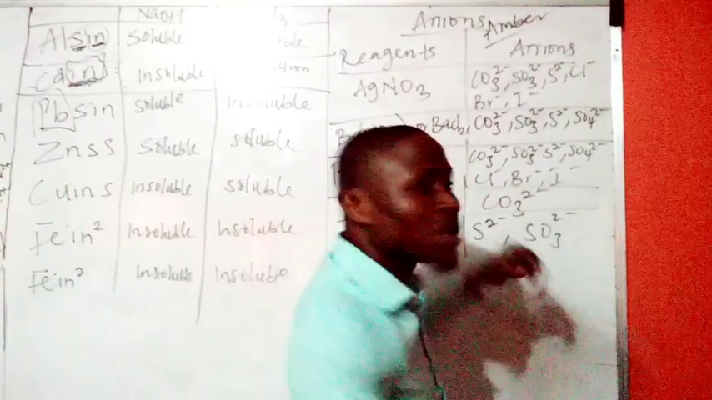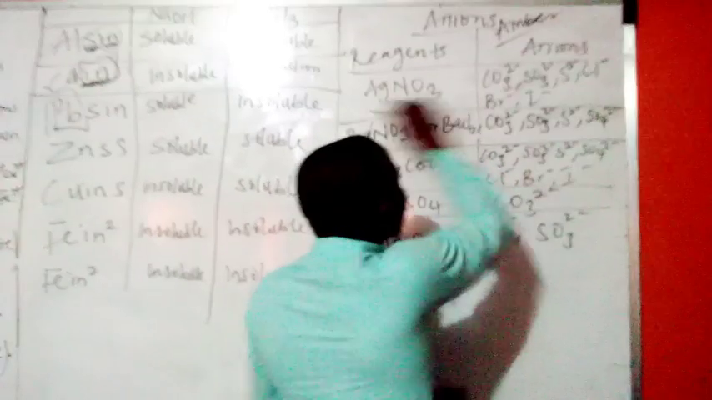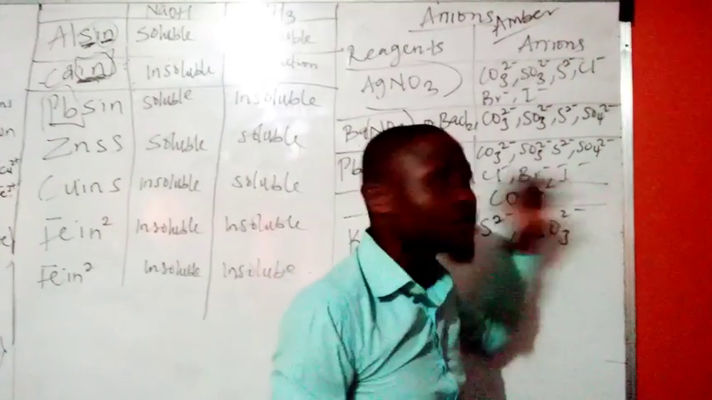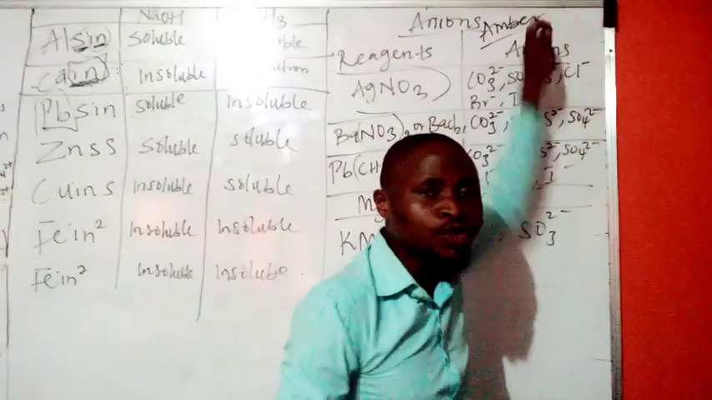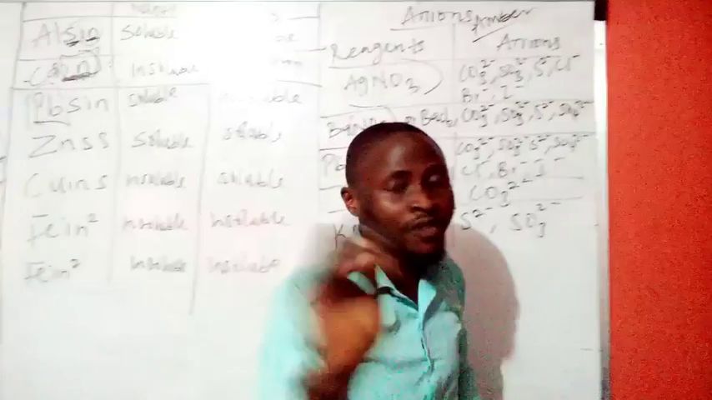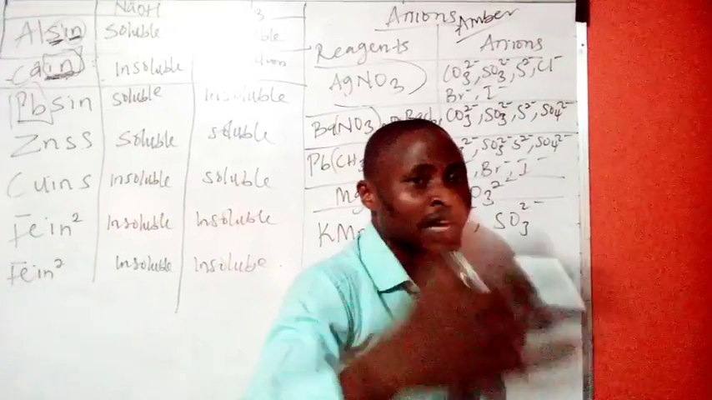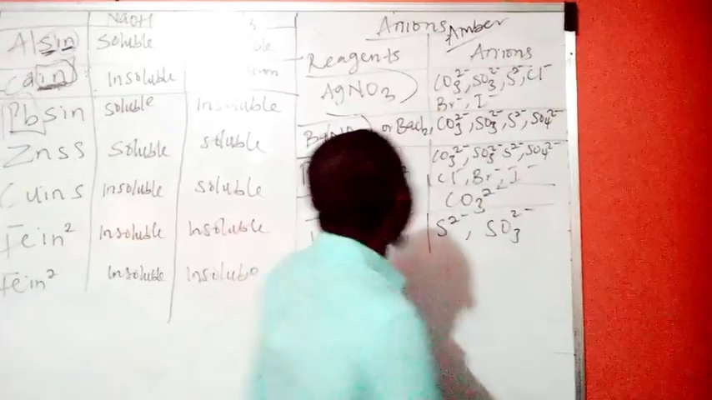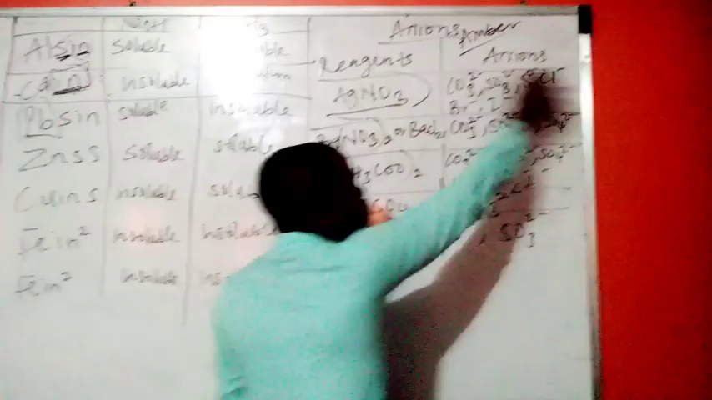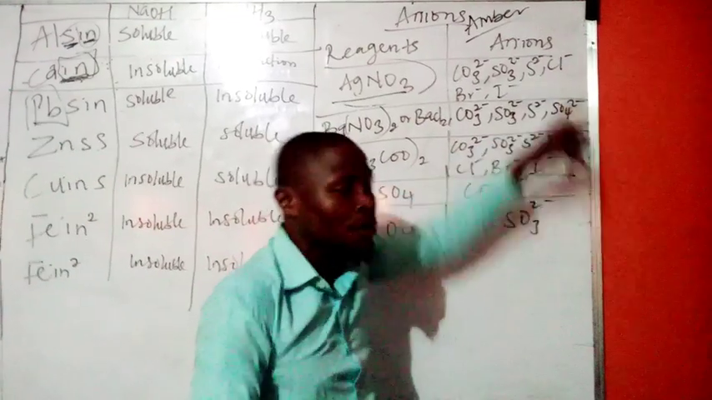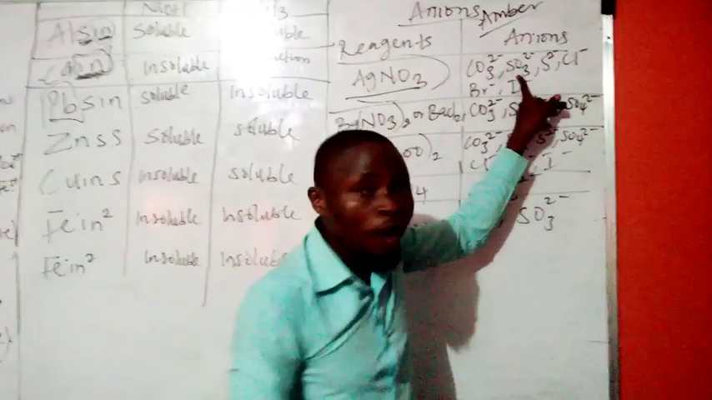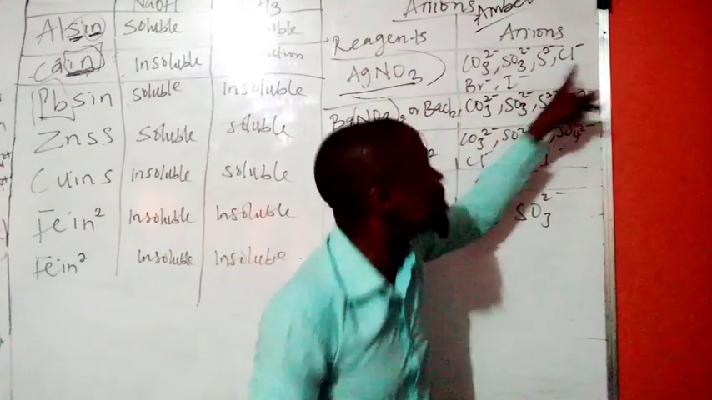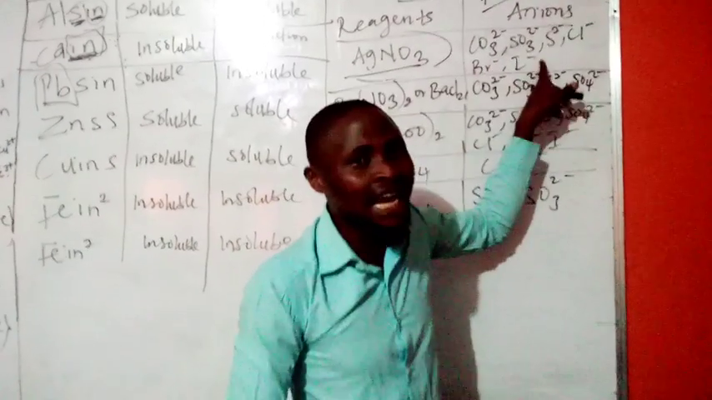Otherwise, if the light enters the bottle, it will what? It will decompose the silver nitrate. So we must use an amber bottle so as to avoid the decomposition of silver nitrate when it comes in contact with what? With light. So silver nitrate, we use it for the following anions: carbonates, sulfides, chloride, bromide, and iodide.